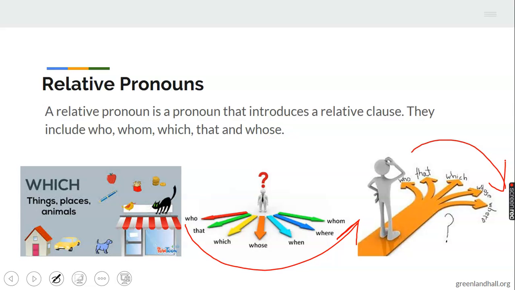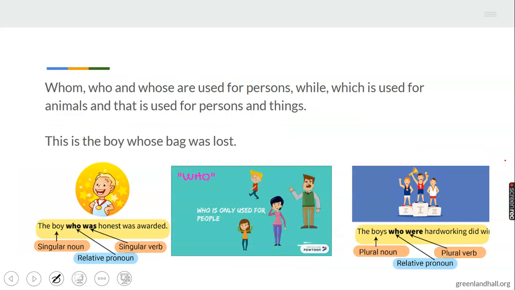What do we use these terms for? Which is used for things and places and animals. Which house is this? Whose cat is that? You understand? So whom, who, and whose, we use these ones for persons. They are used for persons. Which is used for animals, and that is used for places or things also.